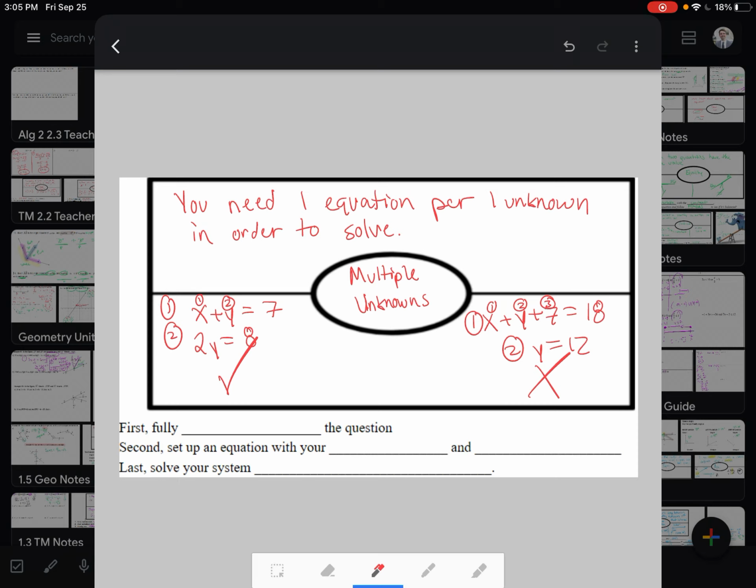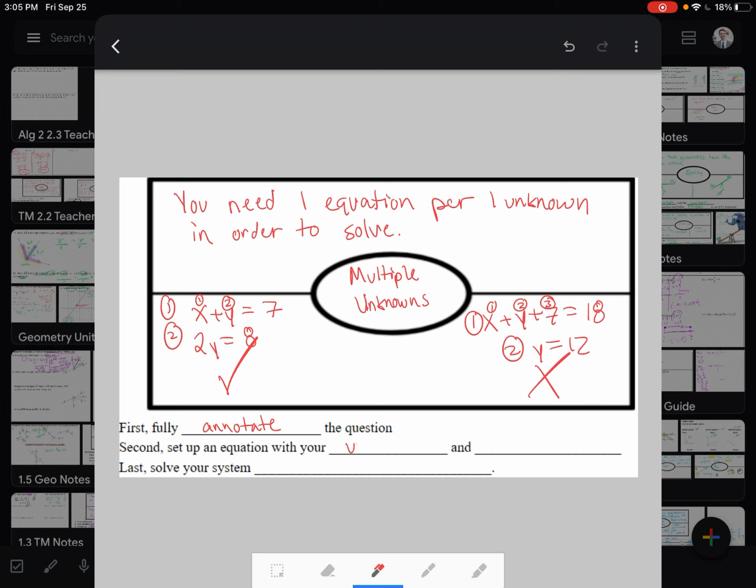It's not possible. So when looking through word problems today, we kind of want to ground ourselves in that idea of if we're seeing multiple unknowns, we need to make sure that we're writing multiple equations, because if we don't have multiple equations, we're not going to be able to solve. So first, fully annotate. Grasping all of the information they give you is essential because we can't miss anything.